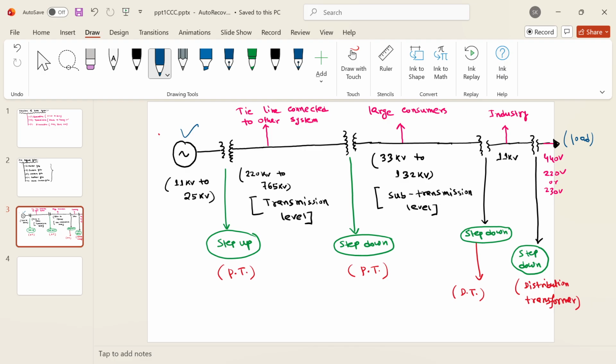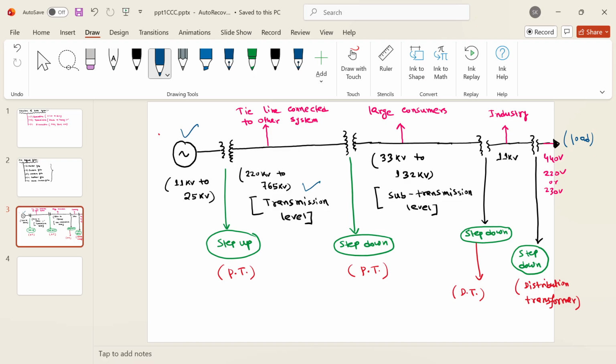As I mentioned, what are the reasons to step up the voltage? If you step up the voltage in case of AC, you will have two advantages. For a given power flow, your current level will decrease, and subsequently your transmission line losses will also decrease. And one more reason is, if you increase the voltage level, it will increase the steady state stability limit. I will discuss all of these things in another video, but for now just remember these two points.